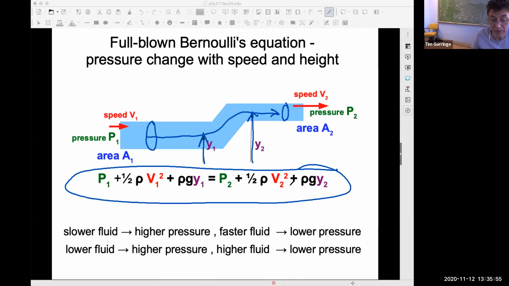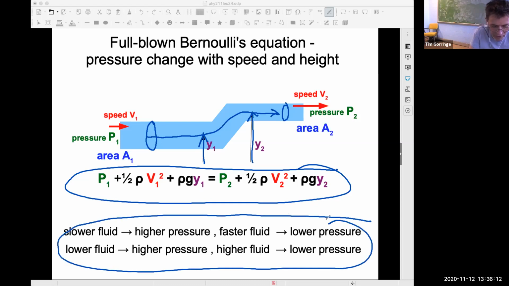This is really putting together the stuff we just learned about pressure change with speed from this class and the stuff we previously learned with pressure change with height from Tuesday's class. So this equation describes these two facts. This is the understanding, the comprehension behind this equation.